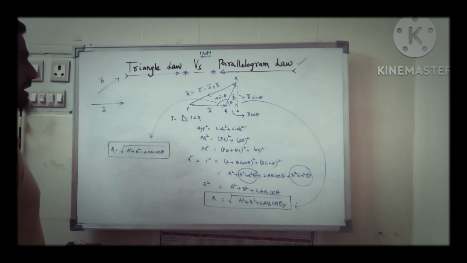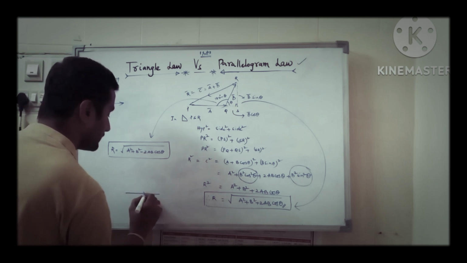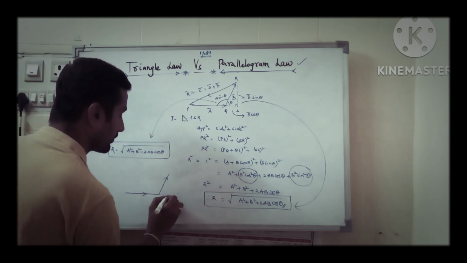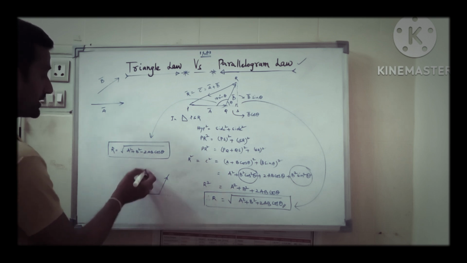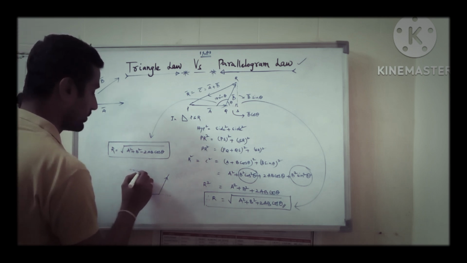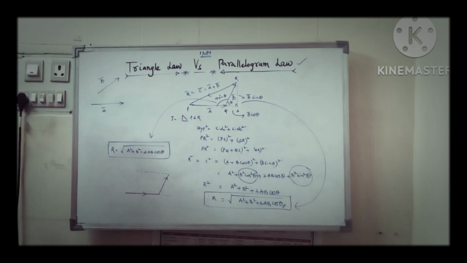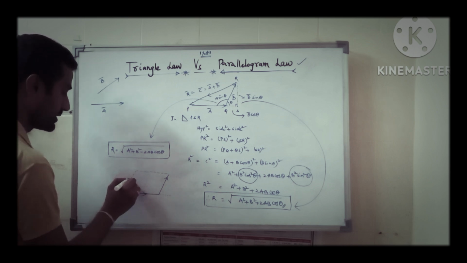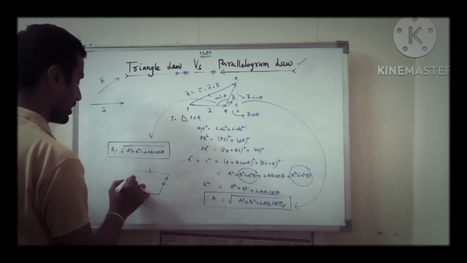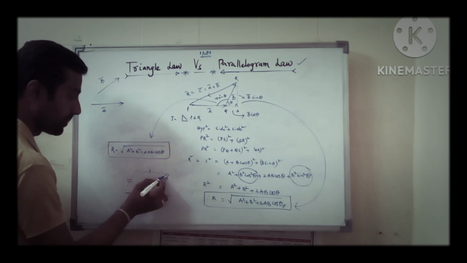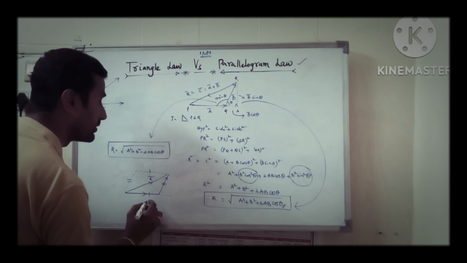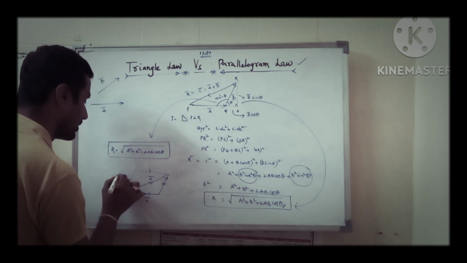Here the same diagram can be represented by taking the opposite sides. In the parallelogram, the opposite sides are equal, so we can construct a parallelogram with only two sides. The remaining sides are equal, that is, opposite sides are equal in a parallelogram. Then this diagonal gives the resultant r bar. This is a bar and this is b bar.